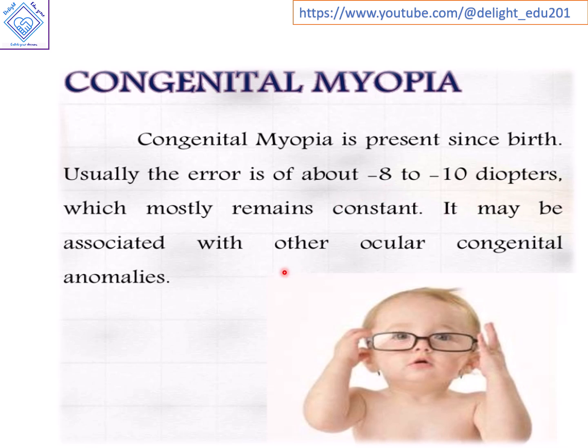So you may think of what is diopters. Diopters is a unit of measurement used for an eye prescription. The focusing strength of our glass or contact is measured in diopters. That is a unit of measurement of vision, which mostly remains constant. It may be associated with other ocular congenital anomalies.